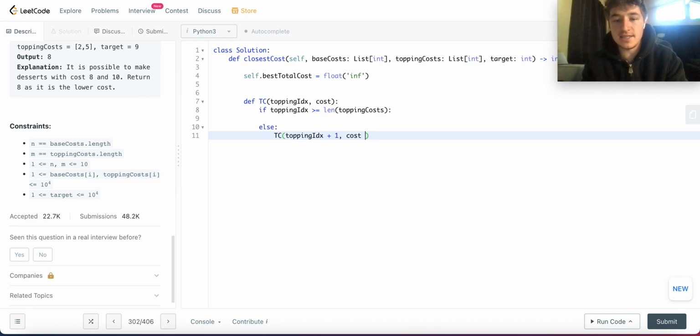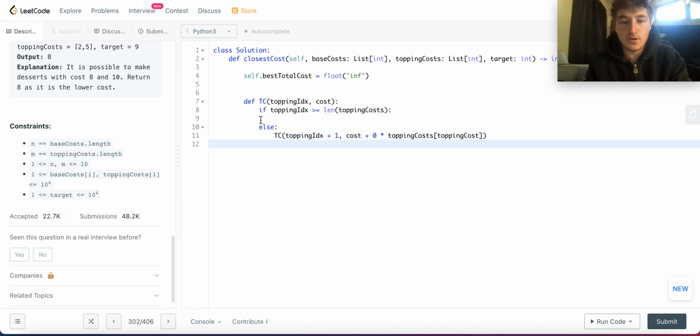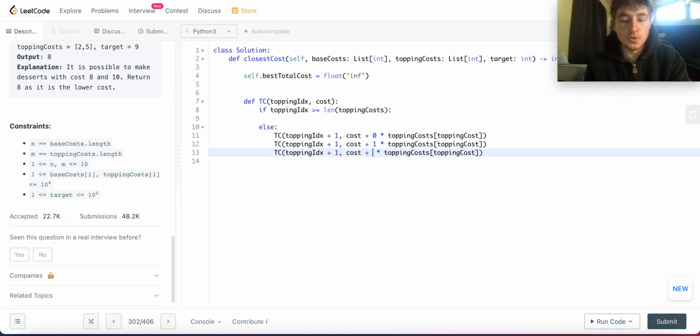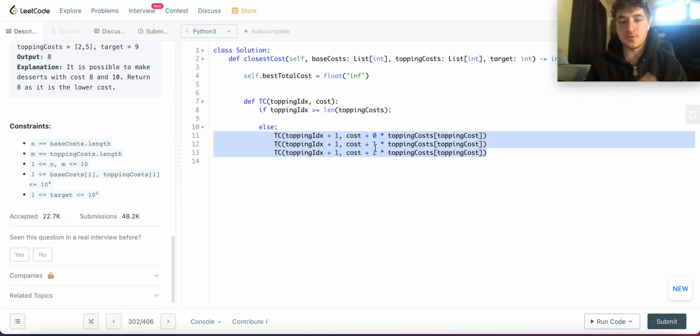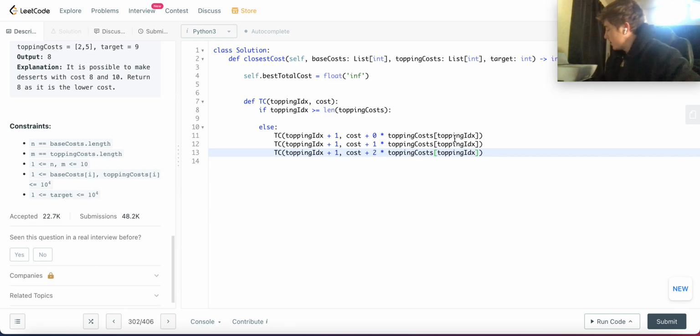I look at the current cost that I've incurred so far, and I say, well, either I use 0 of the current topping, right? So I could do that. Or I could use 1 of the topping, or I could use 2 of the topping, right? So those are my 3 options, right? So I'm looking at the current topping. Why did I put topping cost here? Right, I'm looking at the current topping at the topping index.